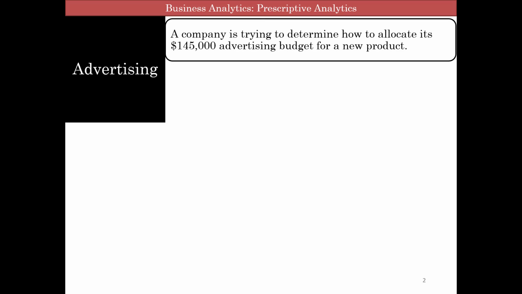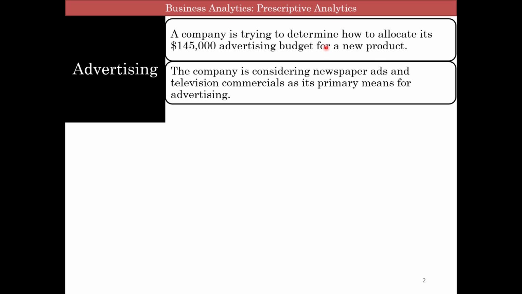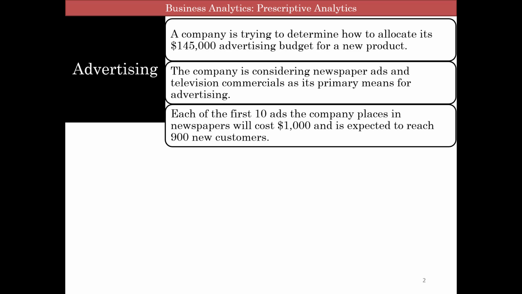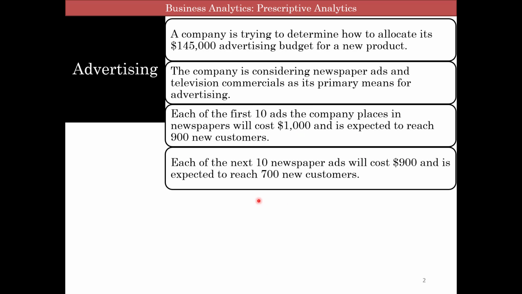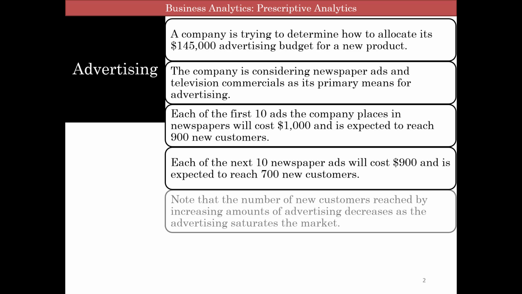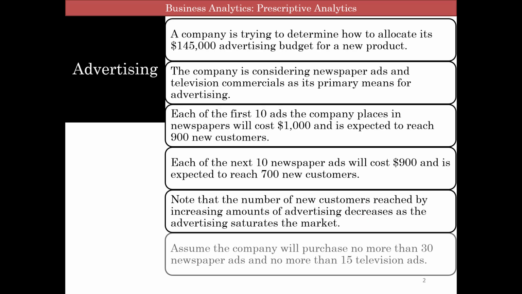So here's a very common problem in advertising. A company has an advertising budget of $145,000 and is trying to figure out how to allocate the money. The company has newspaper ads and television commercials as its primary means for advertisement. It knows that each of the first 10 ads will cost about $1,000, expected to reach about 900 new customers. Each of the next 10 newspaper ads will cost $900, expected to reach 700 new customers. And note that the new customers reached by increased amount of advertisement decreases as advertisement saturates the market.